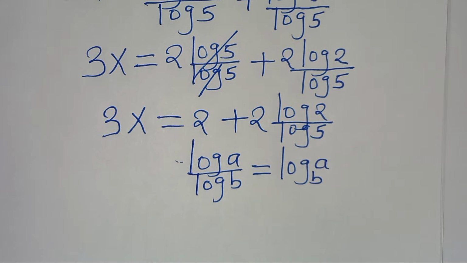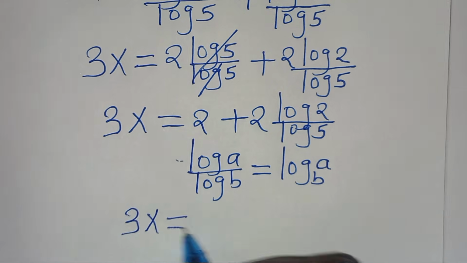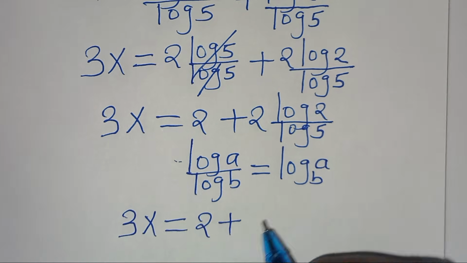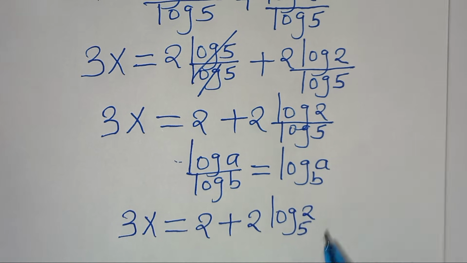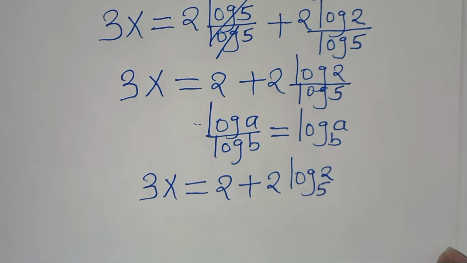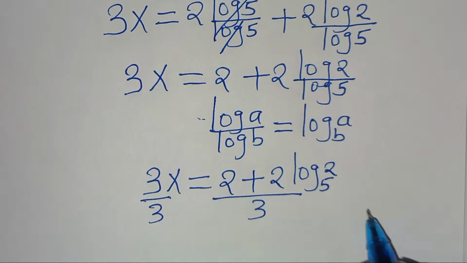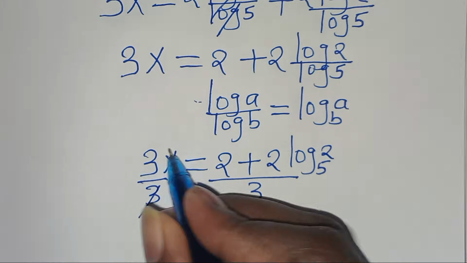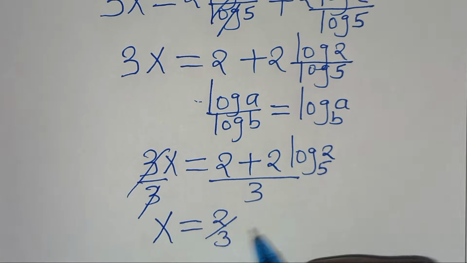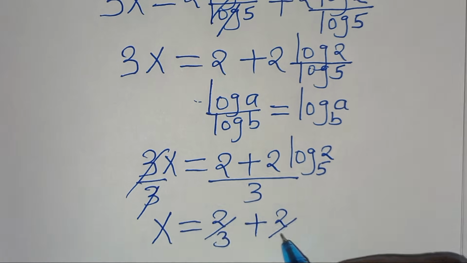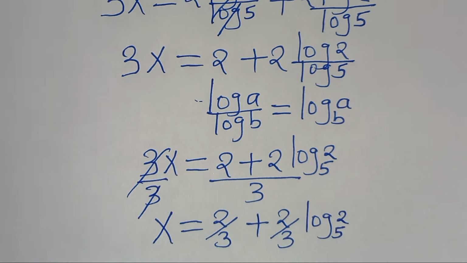Applying this logarithm property, we have that 3x is equal to 2 plus 2 log 2 to base 5. This implies that we can divide both sides by 3, so that now we have x is equal to 2 over 3 plus 2 over 3 log 2 to base 5.